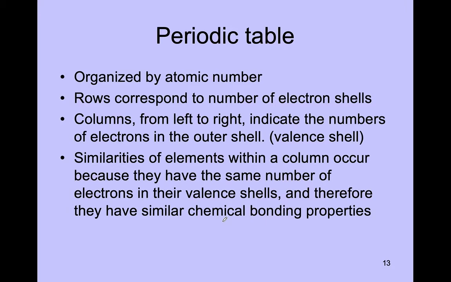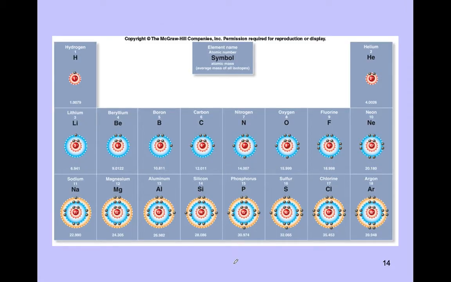Other elements in the same column as nitrogen can also form 3 covalent bonds. So here's our periodic table. You can see here, let's take, for example, nitrogen. We looked at nitrogen, so let's stick with that one. Nitrogen has an atomic number of 7. In the same column here is phosphorus, which has an atomic number of 15.